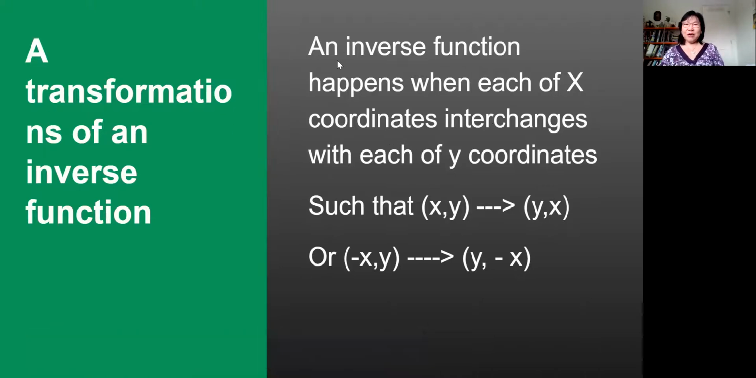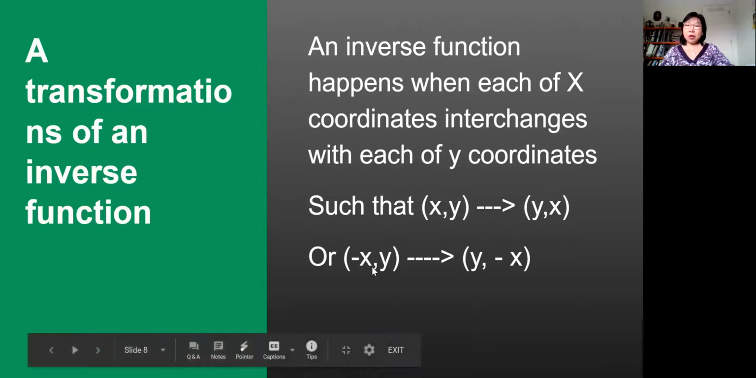I'm going to talk about an inverse function happens when each of the x coordinates interchanges with each of the y coordinates, such that (x, y). So when we put in this coordinate form, we have a comma and we have a bracket outside. Now, a lot of my students never put the bracket around. Sometimes they just miss the brackets, and that's not a good sign. When we're talking about the coordinate, we need to put it in the bracket, and that's the form of the mathematics notation. So (x, y) transforms to become (y, x).